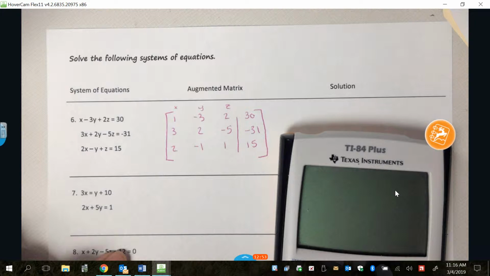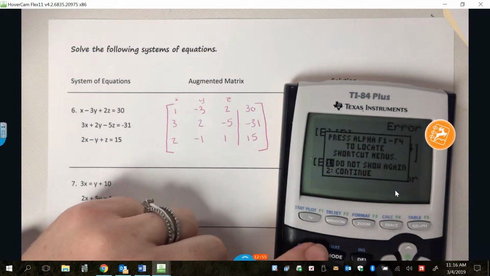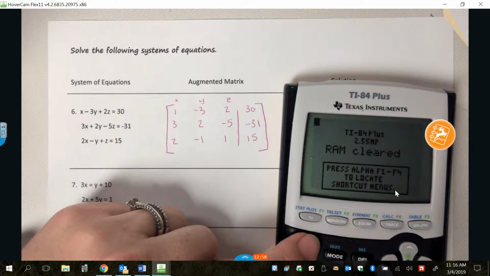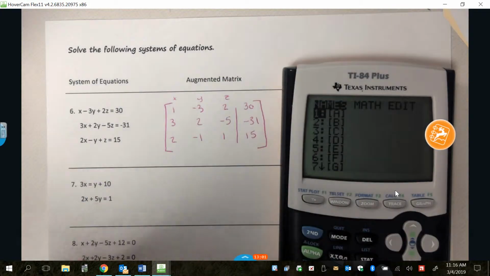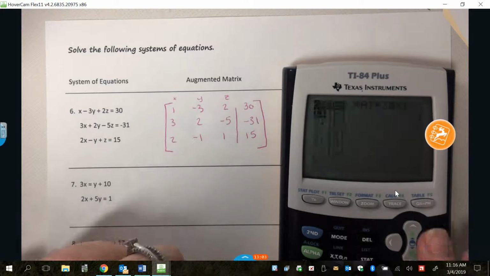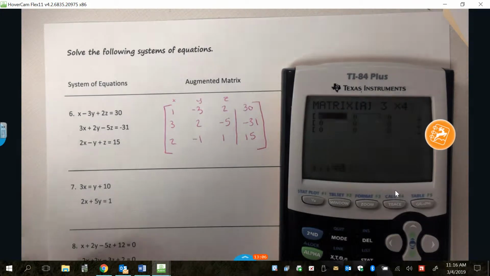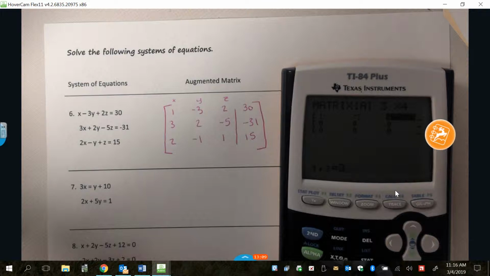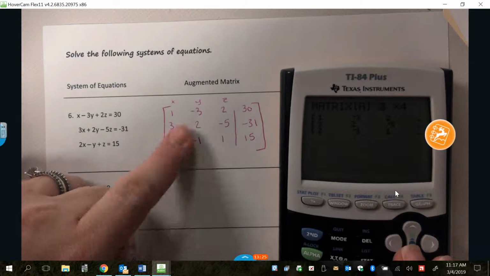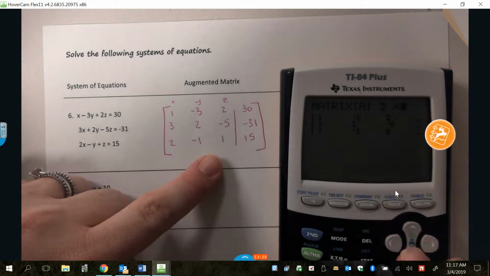Okay, so I'm going to clear my calculator. I'm going to plug this in A. This is a 3 by 4. I'm going to double check it, sorry. 1, 3, 2, negative 3, 2, negative 1, 2, negative 5, 1, 30, negative 31, negative 15.